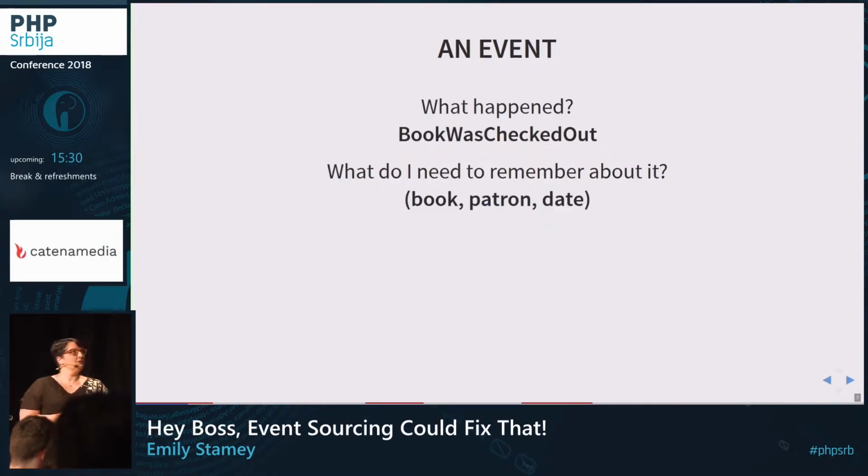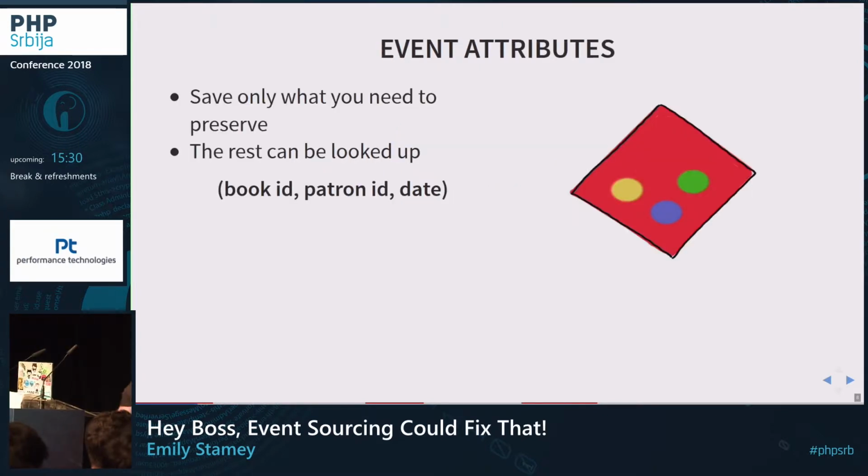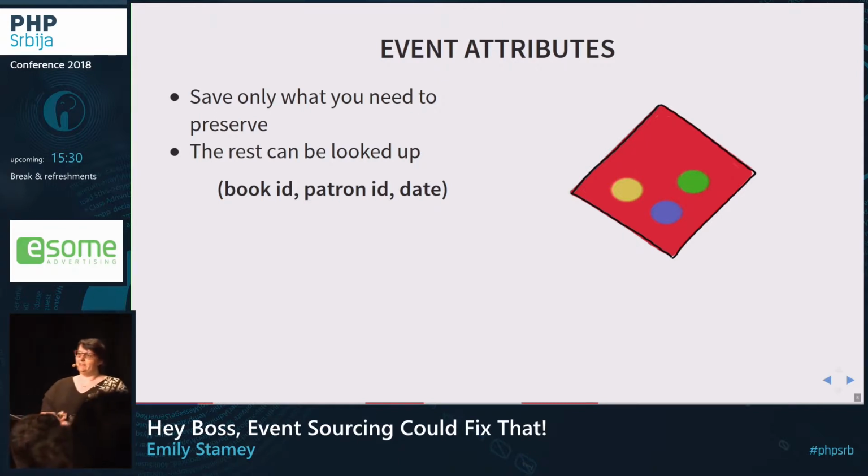So an example would be if you were checking out books from a library. An event that would actually happen is that a book was checked out. And you would care about who checked out that book, what book was checked out, and when did it happen. Those would be significant pieces of information about your event. But you're only going to save what you absolutely need to preserve. It's the specific, more time-sensitive details about that event, because the rest can be looked up. So we're only going to store the ID of a patron and the ID of the book and the date, instead of the entire object.